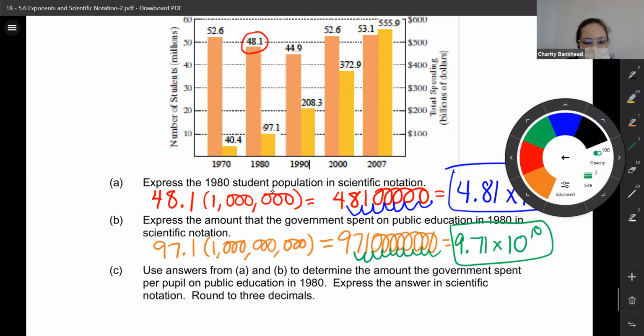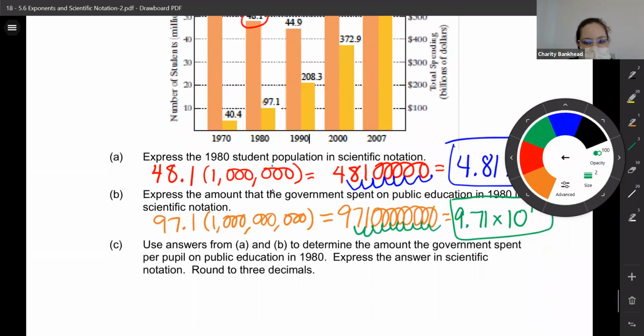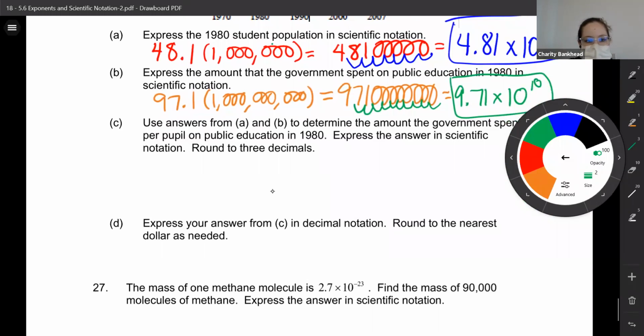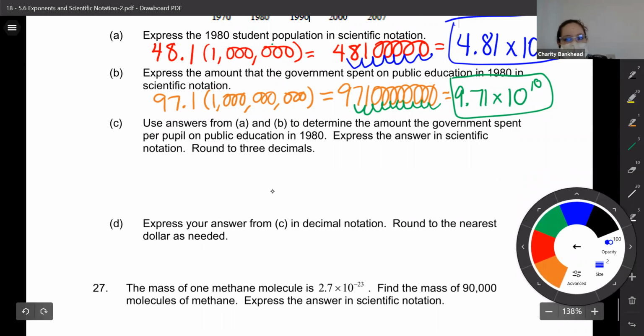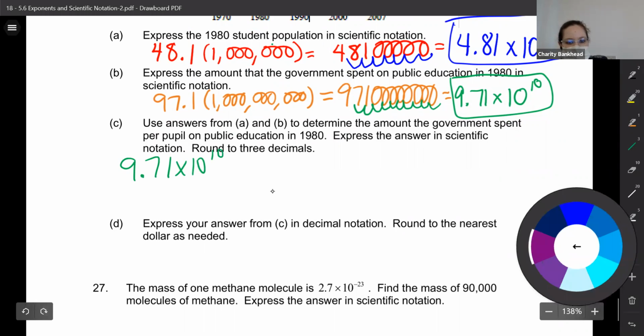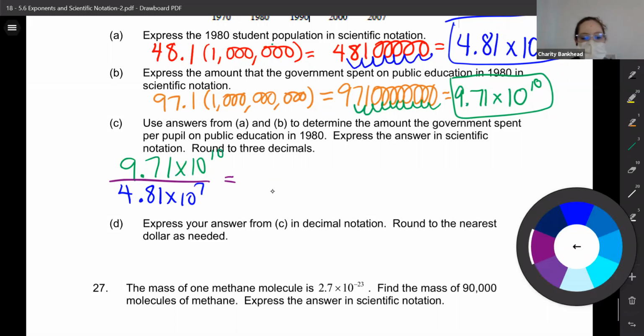All right. Determine the amount the government spent per pupil on public education in 1980. So you have to divide. So the amount divided by the number of students. So 9.71 times 10 to the 10 over 4.81 times 10 to the 7. So I'm gonna use the calculator for this one.